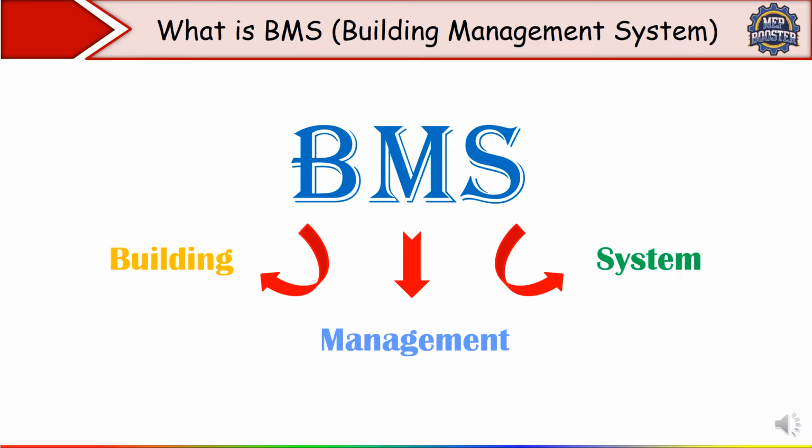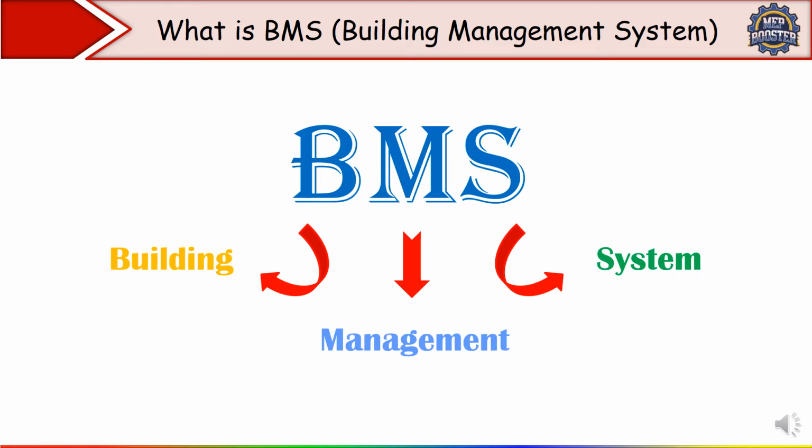The next term is S. S stands for system. Here system means a combination of hardware and software components that work together to achieve control and automation. The main components of the system are controller, sensor, actuator, software platform, and communication network. These systems allow the building to think and respond without manual intervention. So this is the full form of BMS, Building Management System.